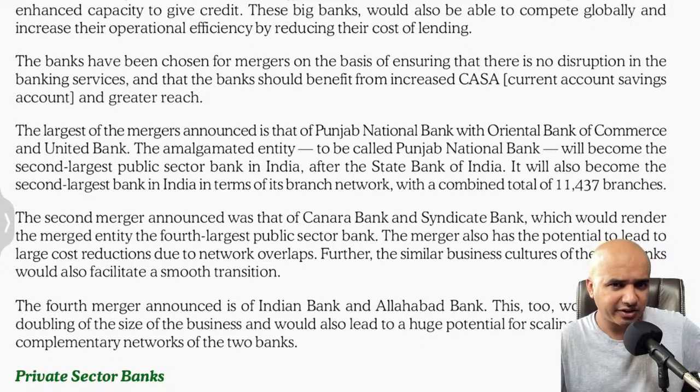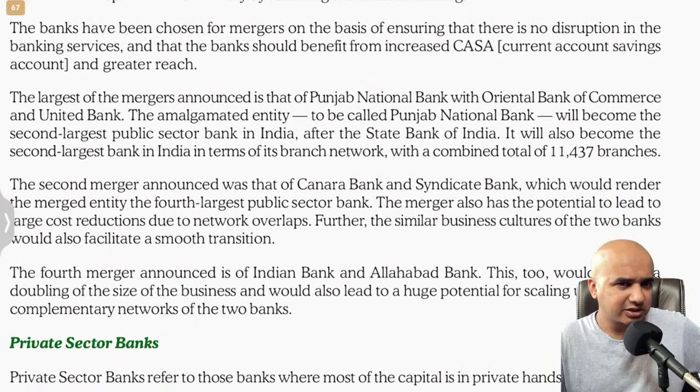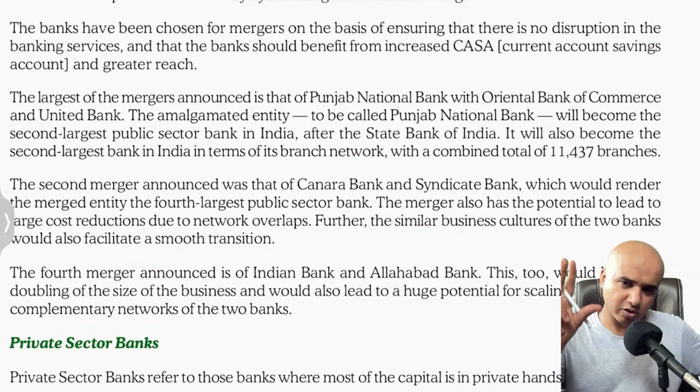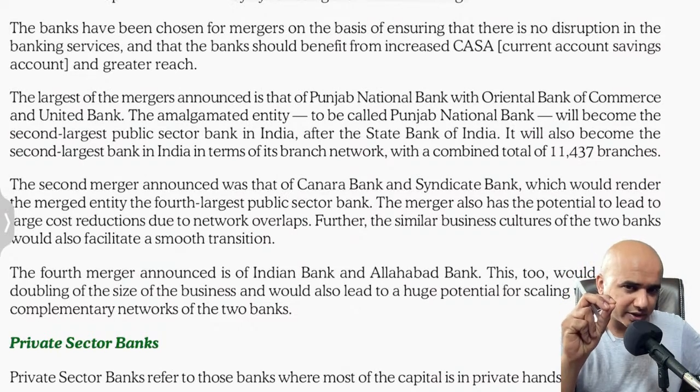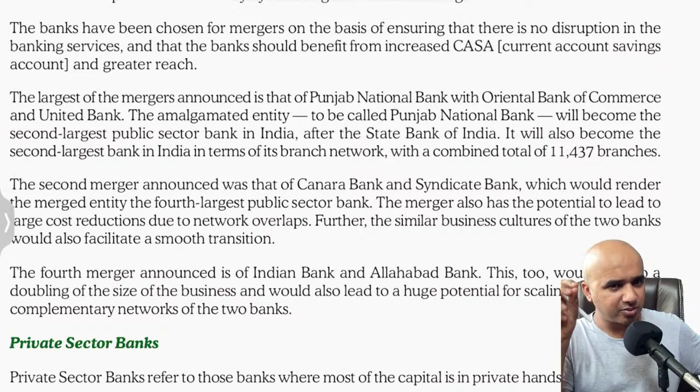Basically, they say for greater reach. Okay. The largest of the mergers announced is that of Punjab National Bank with Oriental Bank of Commerce and Union Bank. That means Punjab National Bank was a separate entity, Oriental Bank of Commerce was a separate entity, Union Bank was a separate entity. They all got merged together, amalgamated together, and now it will be only known as Punjab National Bank. So now it became the second largest public sector bank in India after SBI.